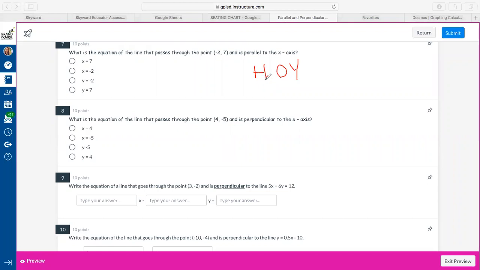Horizontal. Zero is the slope and it's a y equals equation. A horizontal line has a slope of 0 and it's a y equals equation. So here's a graph, an x and a y axis. If it goes through the point -2, 7, it's parallel to the x axis, so it's a horizontal line. The y value is what? So it'd be y equals 7.